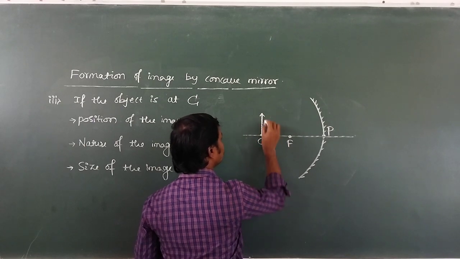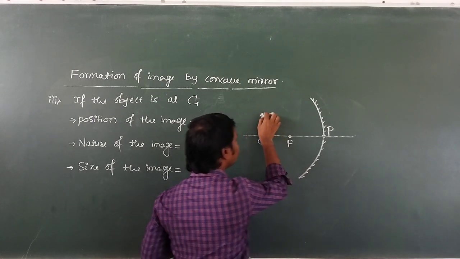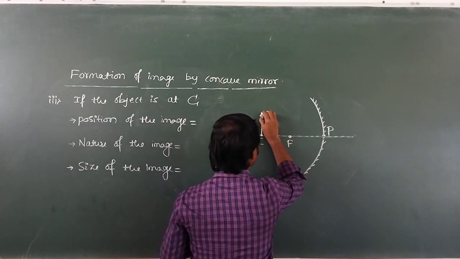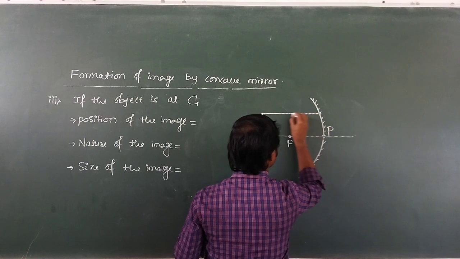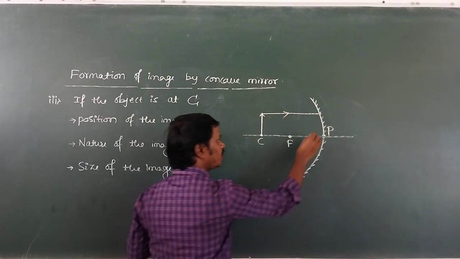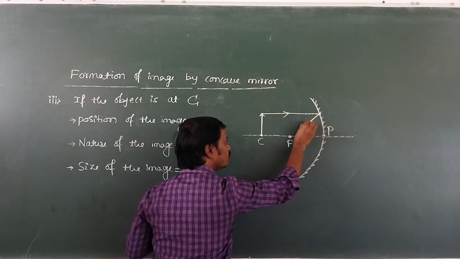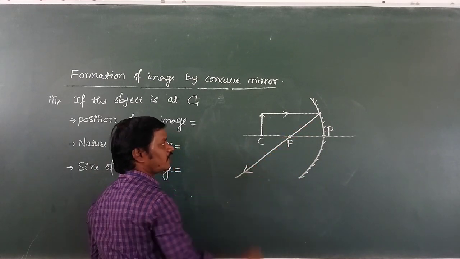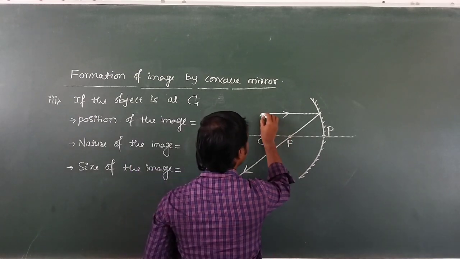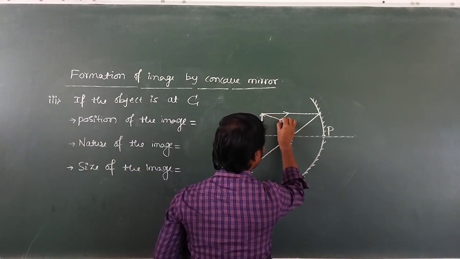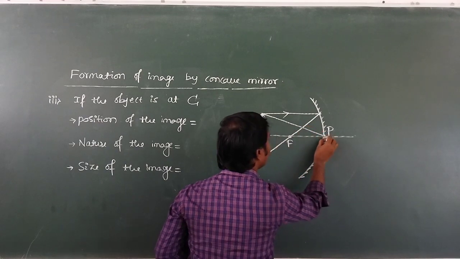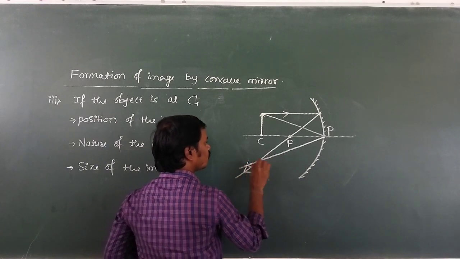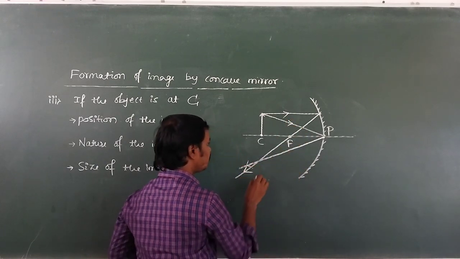Then it is object. Then in order to get the image of this object, we have to consider how many rays? 2 rays. First incident ray, that is parallel to the principal axis. After reflection, the reflected ray passes through the focus. This is a reflected ray. And the second incident ray, which is incident at the pole, how is it incident? It is incident obliquely and it reflects obliquely. So this is incident ray and it is reflected ray.